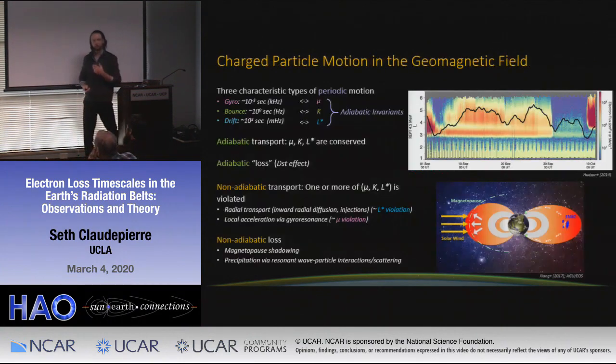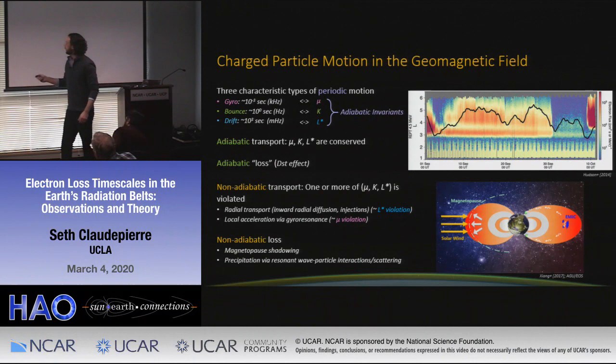Hey, before you go away, sure. That black line staring at everybody. Oh yes, that is the location of the plasmapause, I believe. Yes. That's according to Jerry Goldstein.